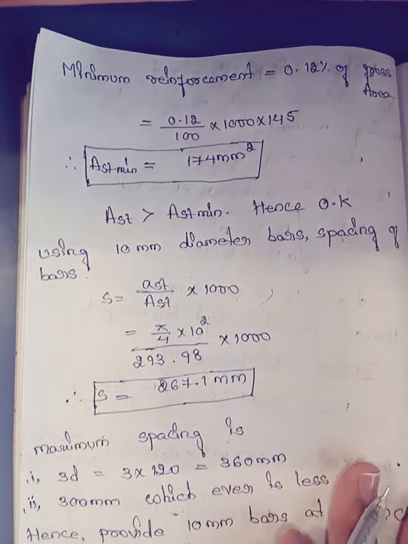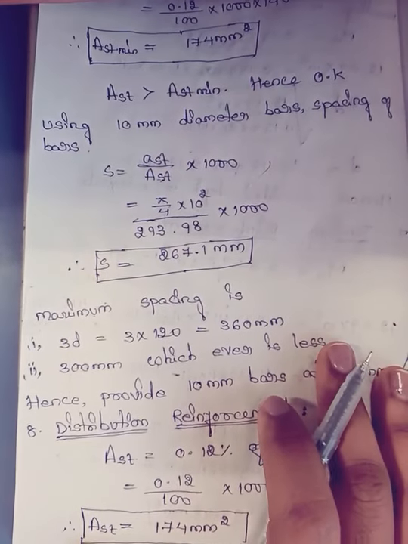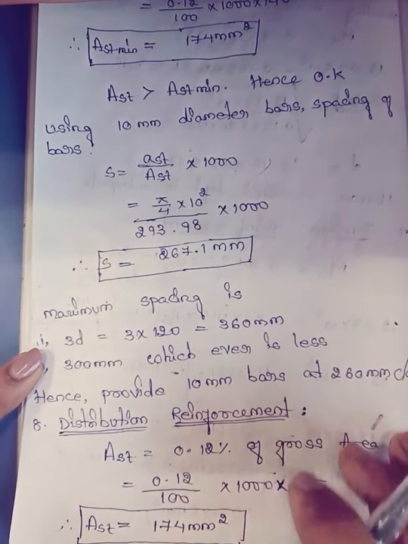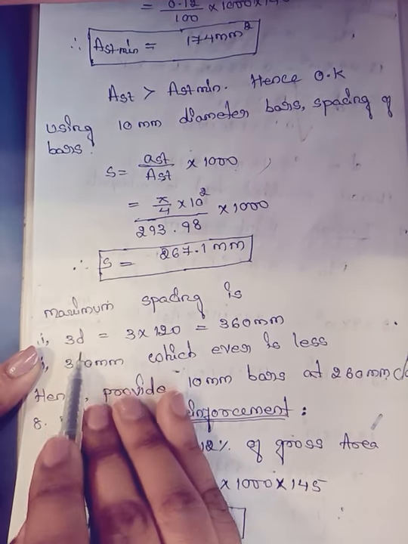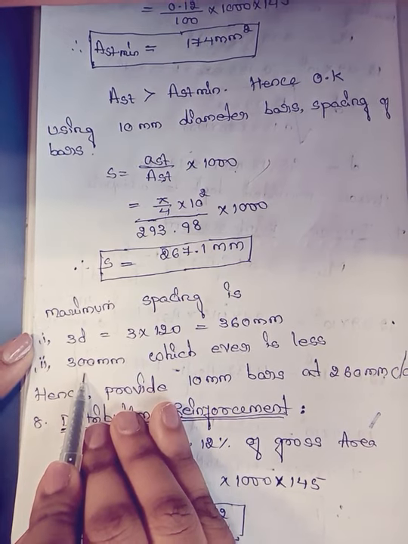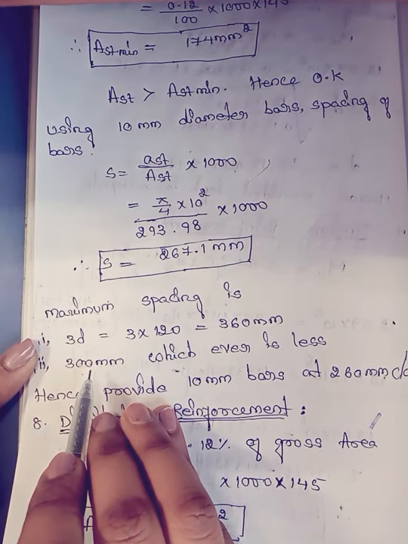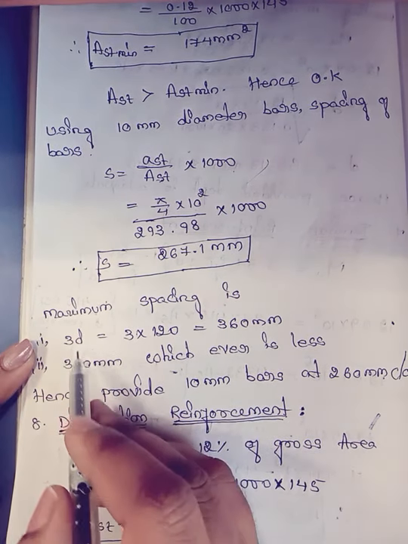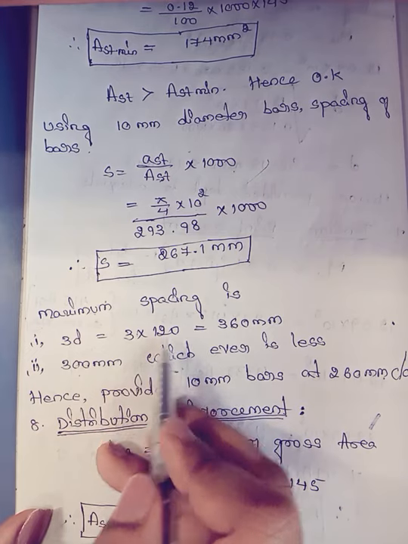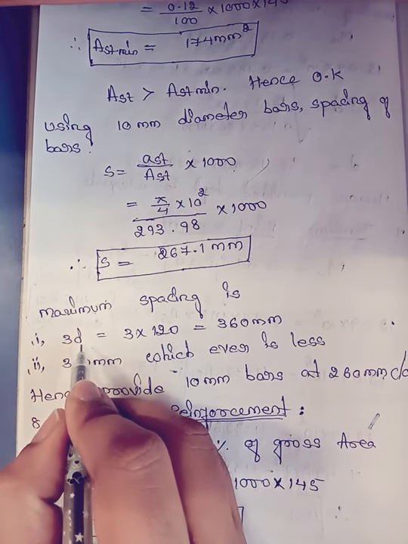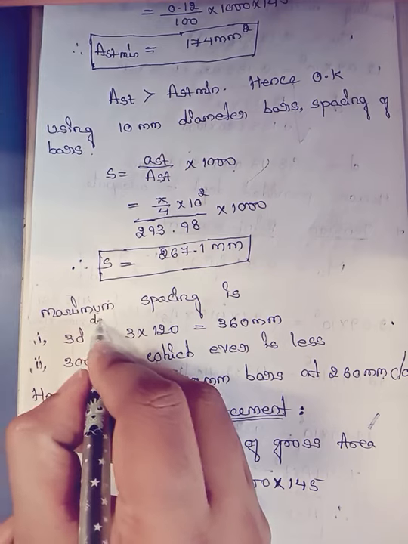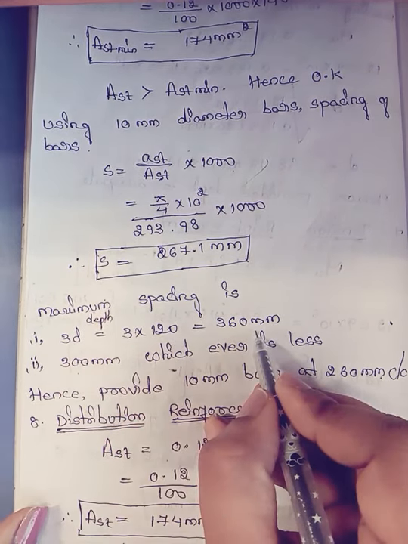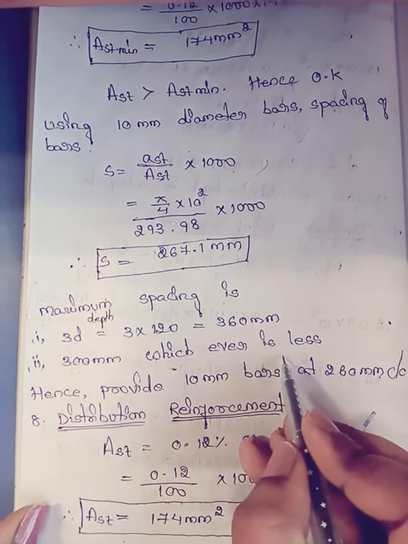For tension reinforcement, maximum spacing as per our codal provision, that is IS 456-2000, is the least of these two, that is 3d and 300 mm. Whereas for distribution reinforcement, it is 5d and 450 mm. We'll see that in the next step. So 3d is equal to 3 into 120 here, d is equal to depth. So 3 into 120, which is equal to 360 mm, and 300 mm, whichever is less.